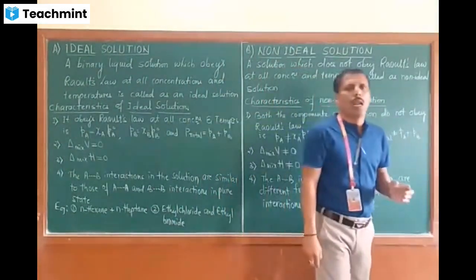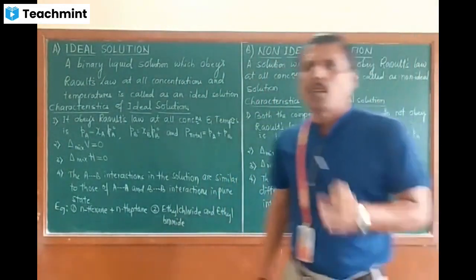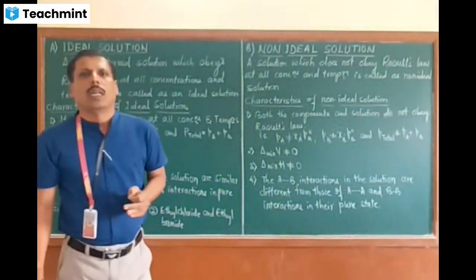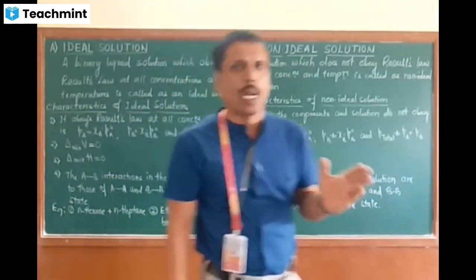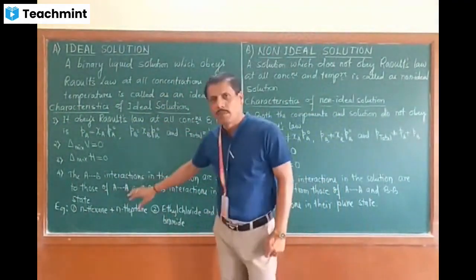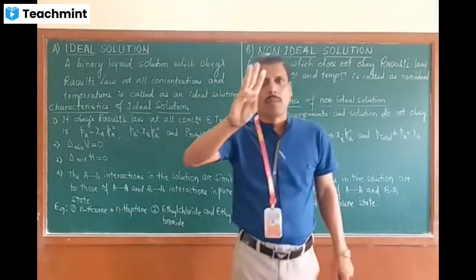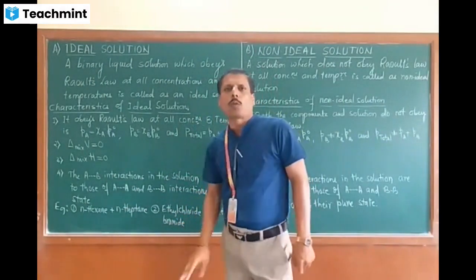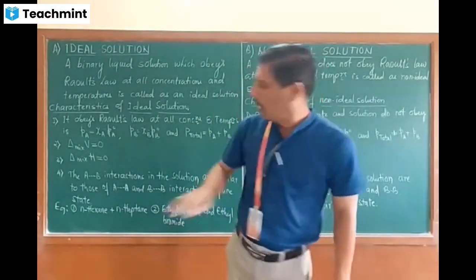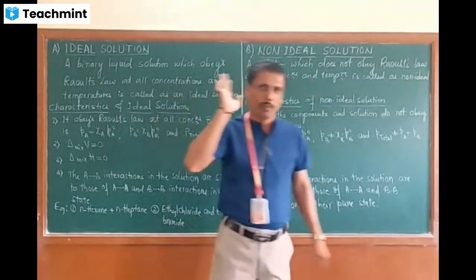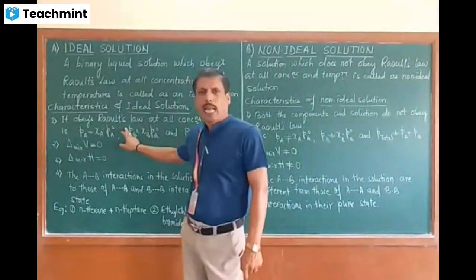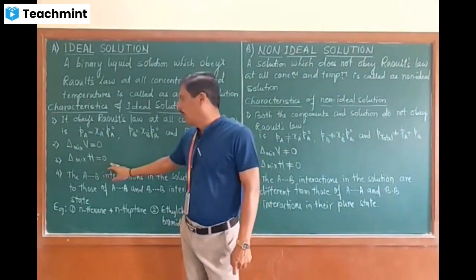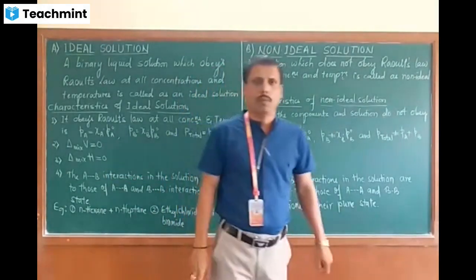Now, I have told you in the beginning why I have written like this. If you are asked to write the characteristics of ideal solution, only this much you are going to write. The question will be asked for 3 marks. Therefore, out of these 4 characteristics, you are supposed to write any three. Even if you write only this much, you will get the marks. The first characteristic carries 1 mark. The second characteristic, delta mix V is equal to 0, carries 1 mark. Delta mix H is equal to 0 carries 1 mark.